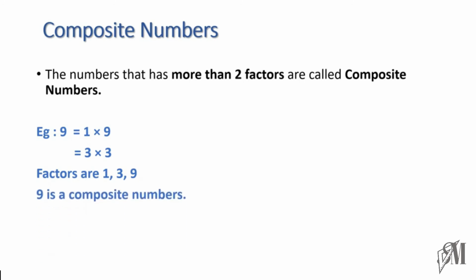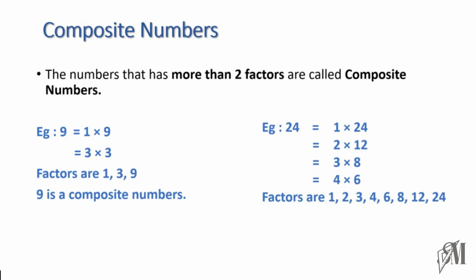Let's look into another example, that is 24. 24 can be written as 1 into 24, as you know, and it can also be written as 2 into 12 like this. Then it can be written as 3 into 8 and also 4 into 6. So factors of 24 are 1, 2, 3, 4, 6, 8, 12 and 24. I can write it in ascending order like this. And it has so many factors, so 24 is also a composite number.